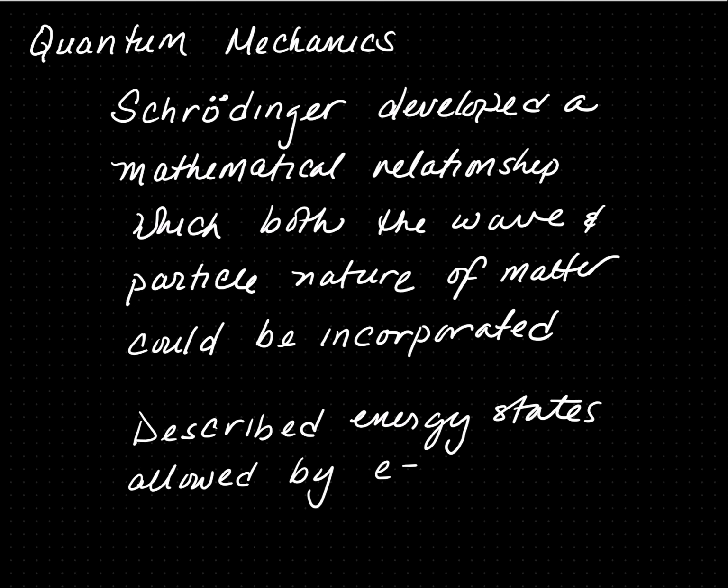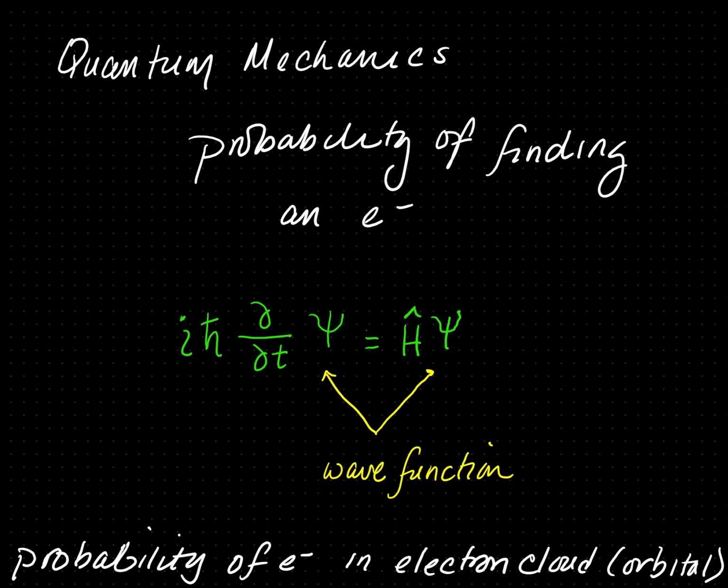This is the theory we currently believe. It was developed by Schrödinger. He developed a mathematical relationship which incorporated both the wave and particle nature of light. So he explained the duality of light by describing the energy states allowed by electrons. So here's a generic quantum mechanic equation. Schrödinger's mathematical equation describes the probability of finding an electron in the electron cloud. This is a generic equation.